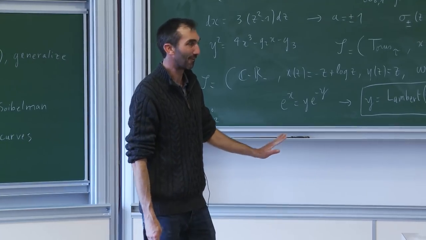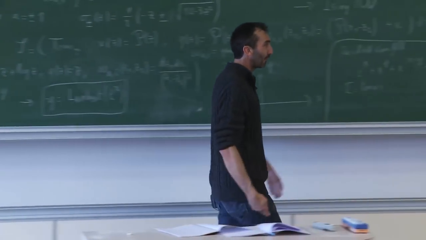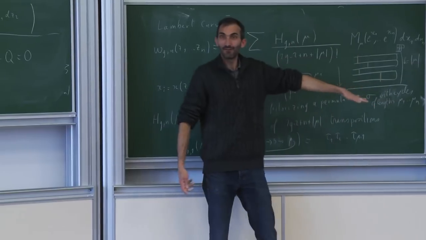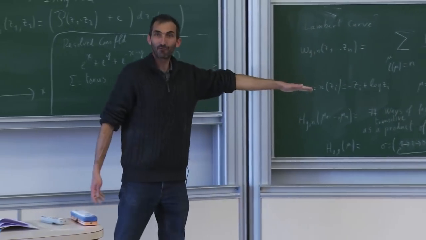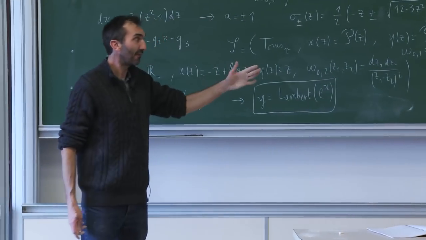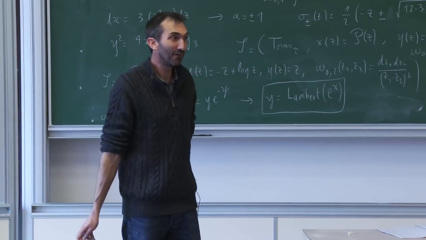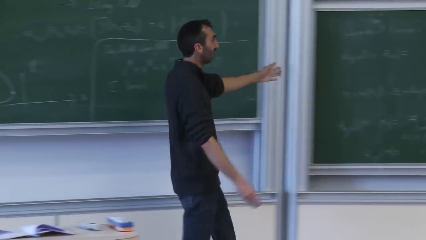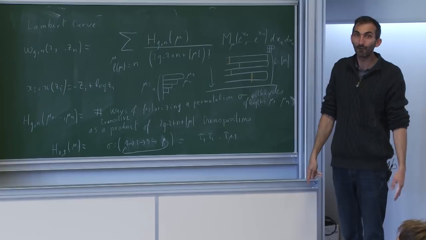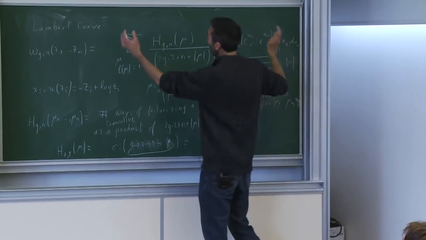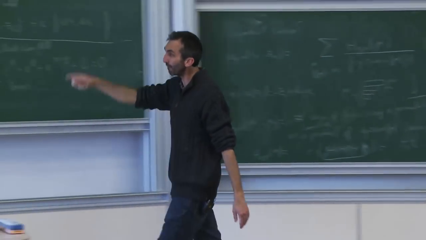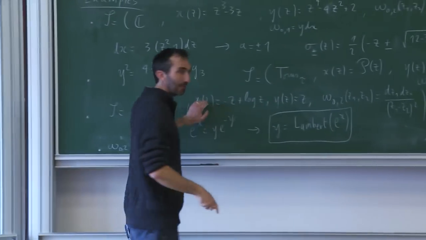So, in how many ways can you cover CP1 with mu sheets in such a way that you have something of genus g connected? So the H_{g,n} of mu is just an integer number, and this omega_{g,n} defined here, so here it's the monomial symmetric polynomial. This defines a series in z1, z2, ..., zn, and the theorem is that it's the same thing that you compute by the topological recursion applied to that curve.